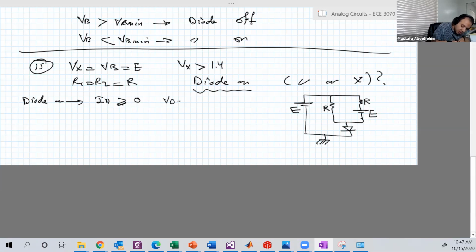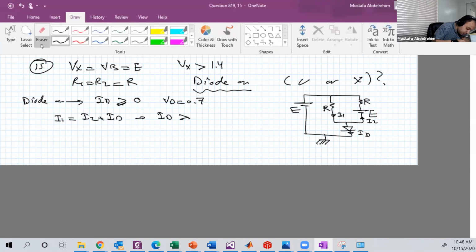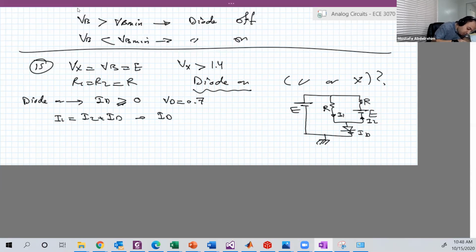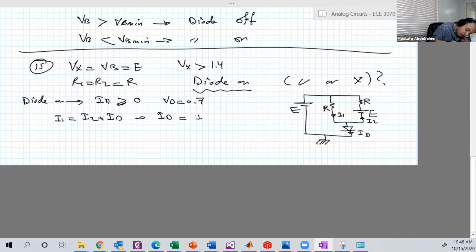And of course, VD is equal to 0.7. This is I1, and this is I2, and this is ID, or IX. So I1 is equal to I2 plus ID. That means ID is larger, equal to I1 minus I2. If the diode is on, that means this should be larger than or equal to 0.